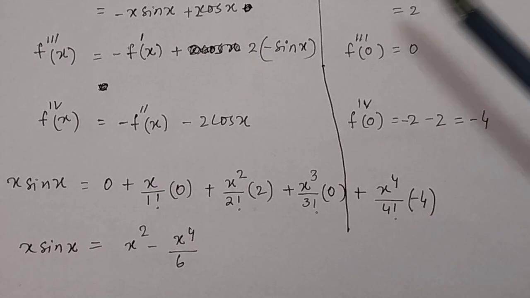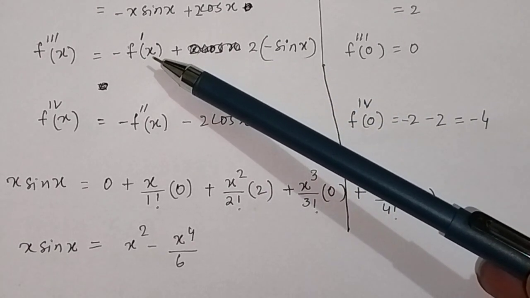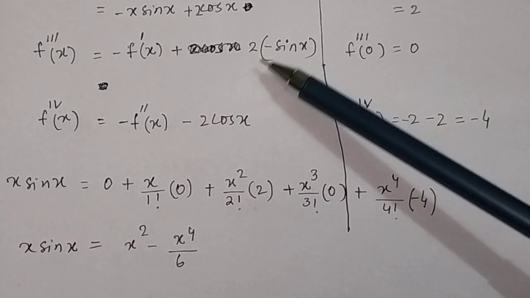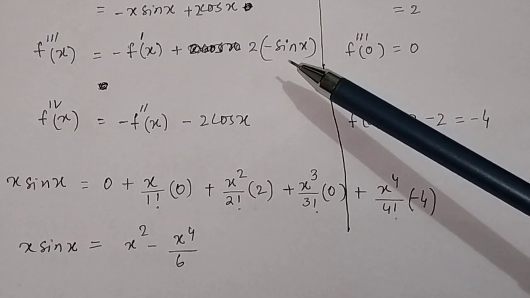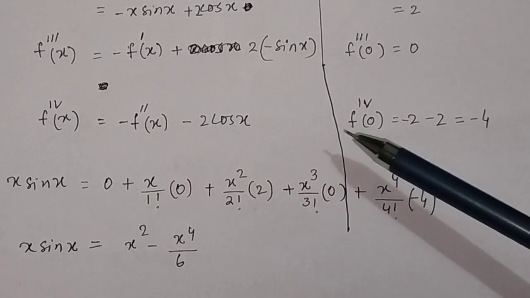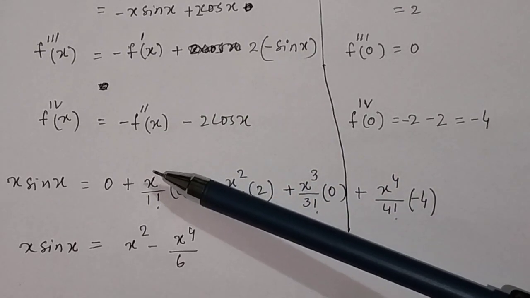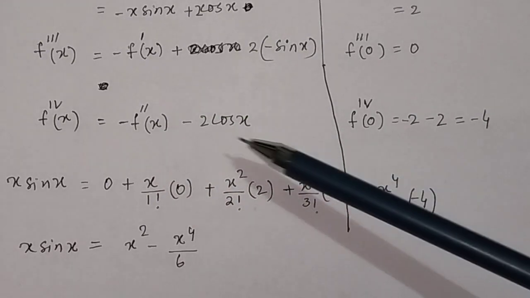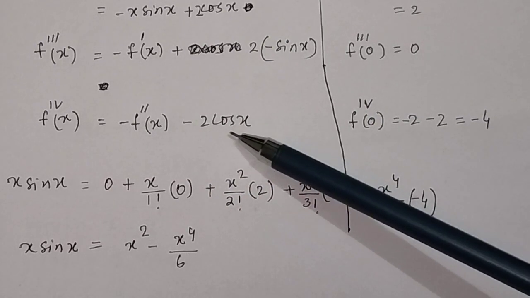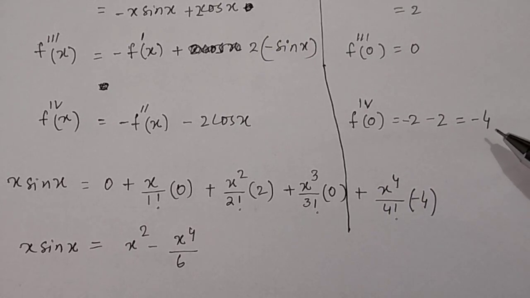Now you calculate the fourth derivative of the function. The fourth derivative of this function will be minus f double dash x for this, and for this it will be minus 2, and derivative of sin x is cos x, plus f double dash x. If we find the fourth derivative at a equal to 0, then f double dash 0 we have found is equal to 2. So 2 minus 2 into cos 0, which is 1. So the result will be minus 2, again minus 2, this will be equal to minus 4.